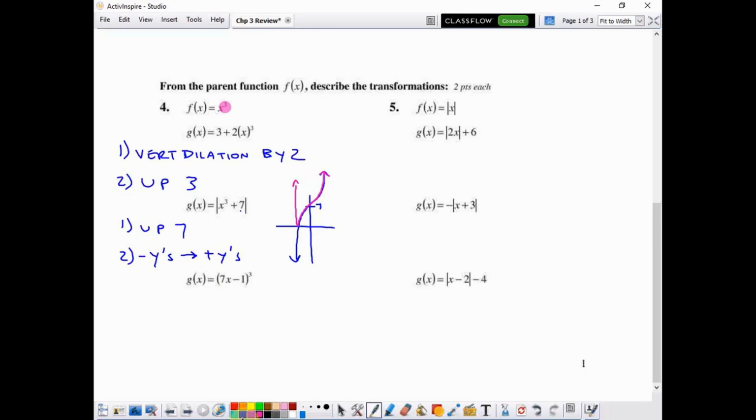In the last set of transformations, everything is inside the function because the cubed is attached to everything by these parentheses. So first we will do the multiplication. Multiplying inside of a function is a horizontal dilation by the reciprocal. So it's by 1/7, which means all of the x values get multiplied by 1/7. Then that minus 1 inside shifts the function right 1/7 of a unit. 1 divided by 7. So it shifts left 1/7 of a unit.